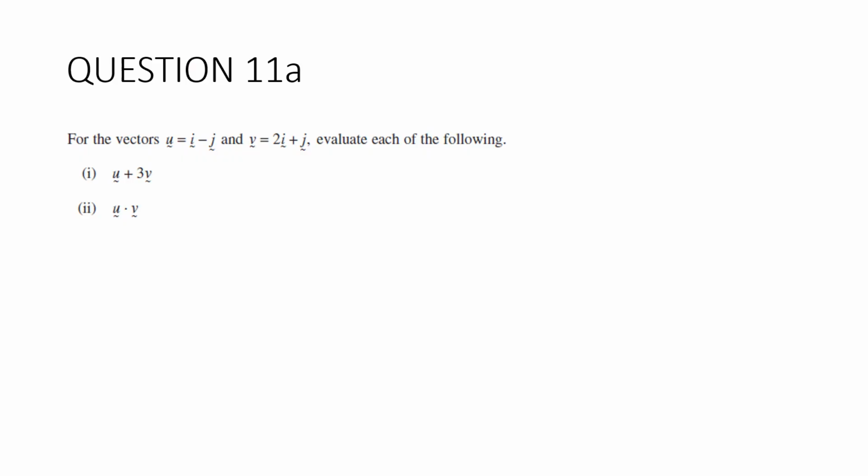Question 11a. For the vectors u equals i minus j and v equals 2i plus j, evaluate each of the following. So nice easy question to start with. So we want u plus 3 lots of v, and just collecting like components, we've got 1 plus 6, which is 7i, and then we've got minus 1 plus 3, so that's plus 2j.